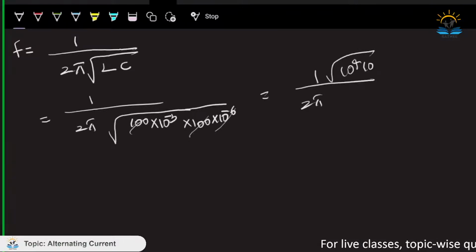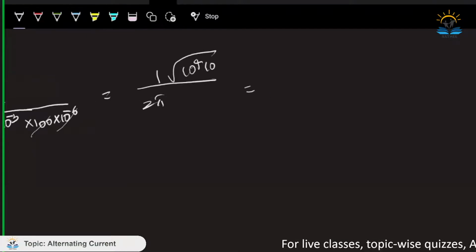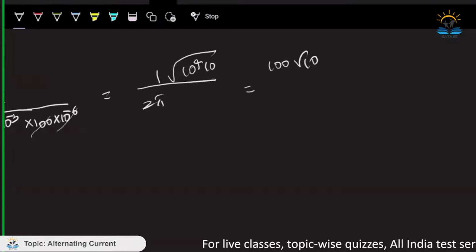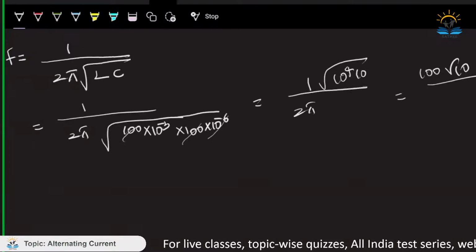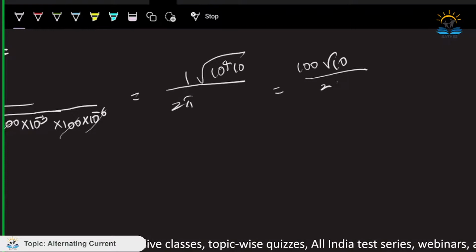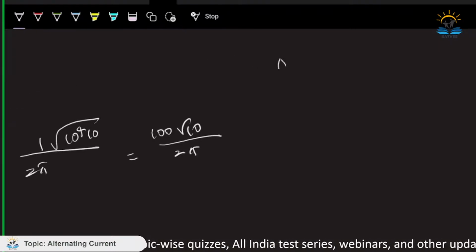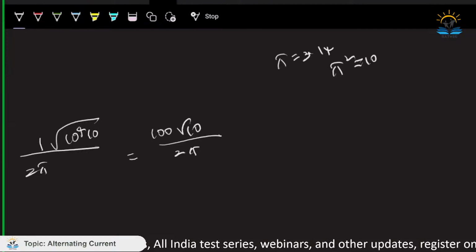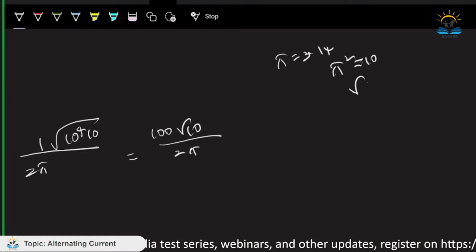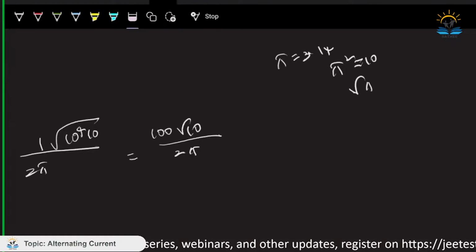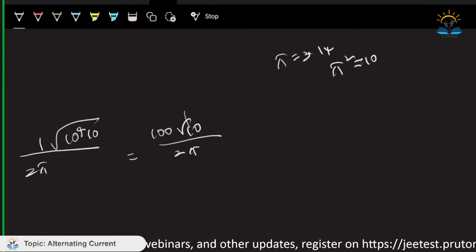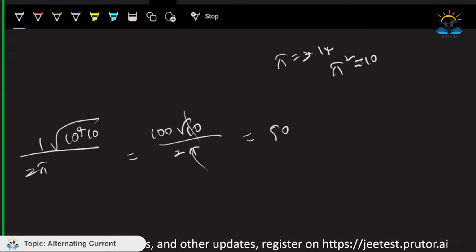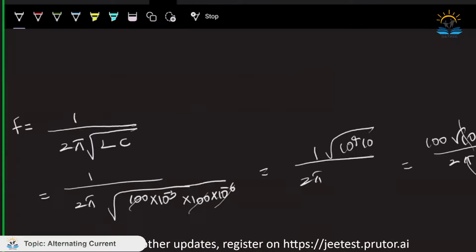So this will be root of 10 raised to 4, that is 100. So 100 root 10 divided by 2 pi. We know that pi is 3.14, right? So pi square is approximately equal to 10, and root 10 is pi. So pi gets cancelled. 100 by 2, 50 hertz. So the resonant frequency is 50 hertz.